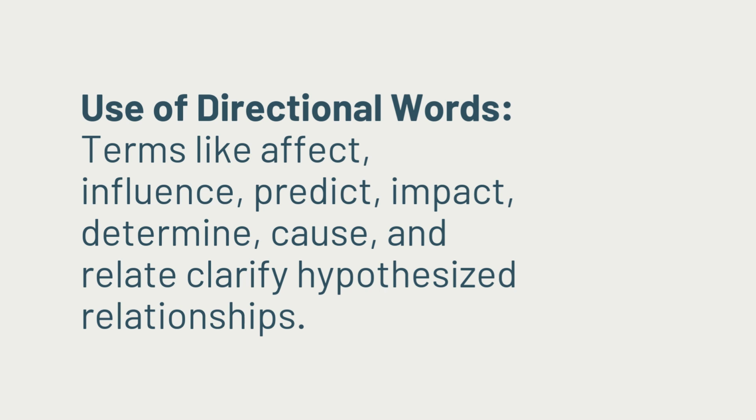So, directional words are especially important in hypothesis testing because they define what we're looking to prove or disprove. Words like cause or determine are typically used in experimental research where we have control over variables and can test cause and effect relationships. On the other hand, words like predict or relate might be more appropriate in observational studies. Okay, where we are observing natural connections without manipulating the variables. So, an example of this would be like a survey, a study that is mainly based on survey.